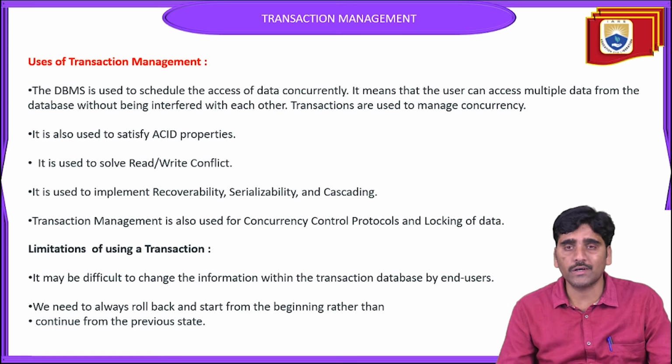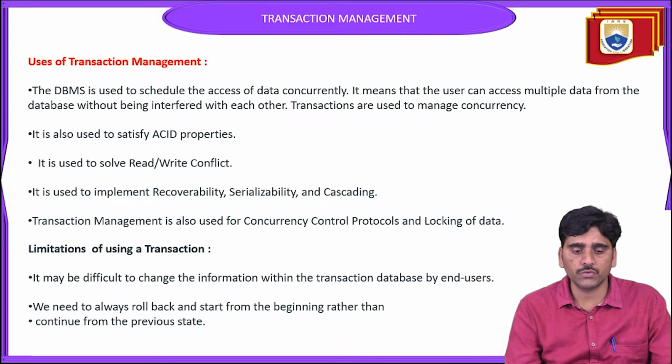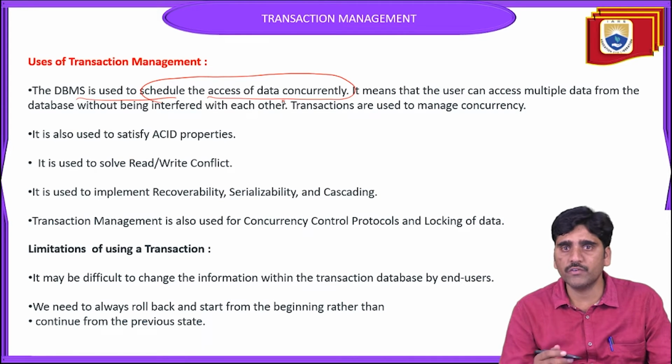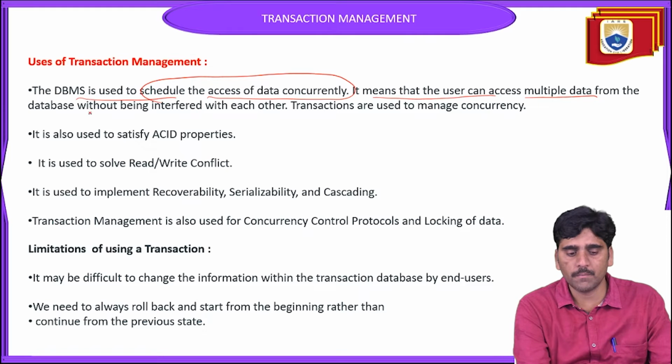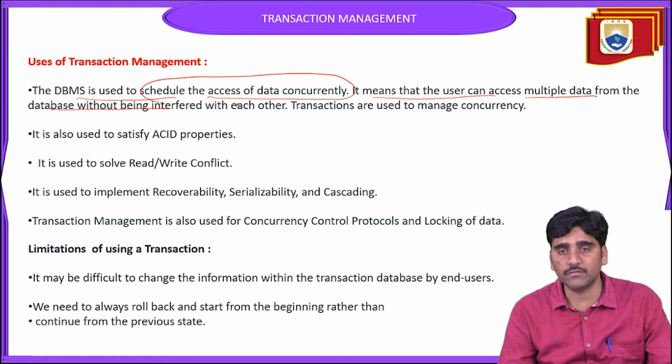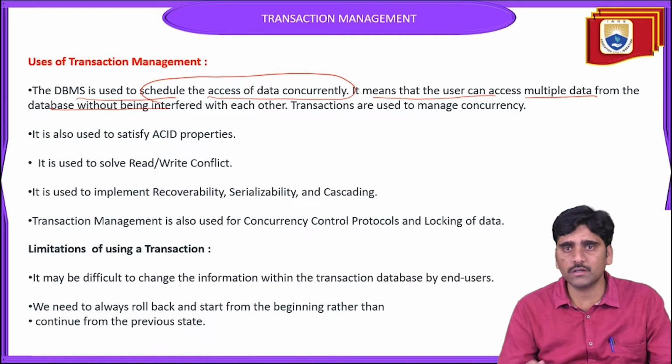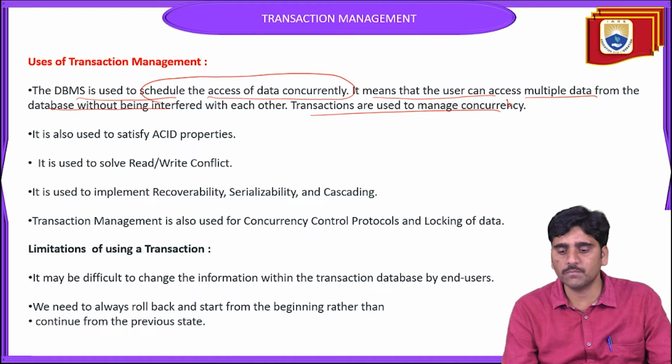So what are the uses of transaction management actually? The DBMS is used to schedule the access of data concurrently. Every time we are doing some updates to the database, the accessing of data is concurrently updated. It means that the user can access multiple data from the database without being interfered with by each other. That means one transaction is not depending on another transaction, or one transaction is not disturbing another transaction. So they are all individual transactions. The transactions are used to manage concurrency.